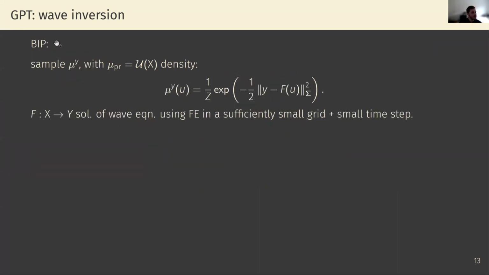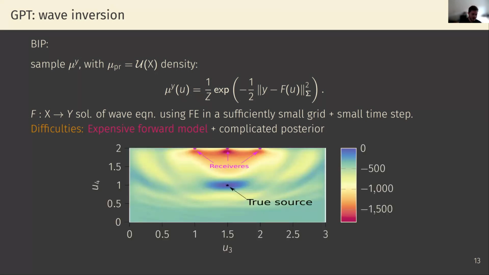So having this, we can pose our Bayesian inverse problem as sampling from this posterior distribution that has a uniform prior and has a density given by this term here, where F again is the solution to this wave equation using a finite element method on a sufficiently small grid size and with a sufficiently small time step. And why is this a difficult problem? Well, the forward model is expensive, and the posterior has a very complicated structure. So again, since we're interested in finding the source, it concentrates around this region of high probability.